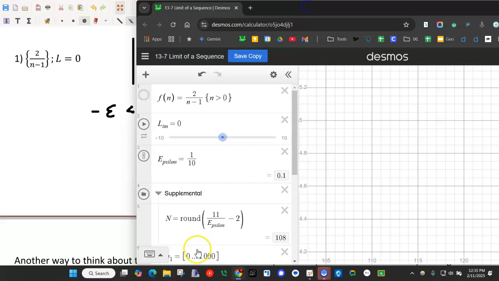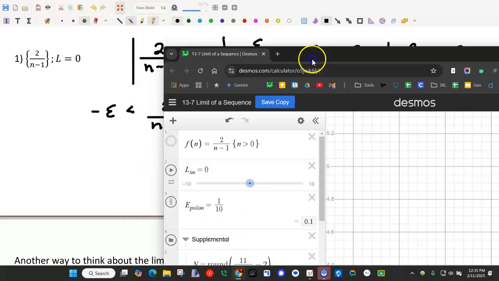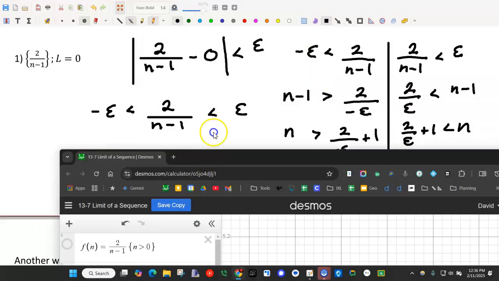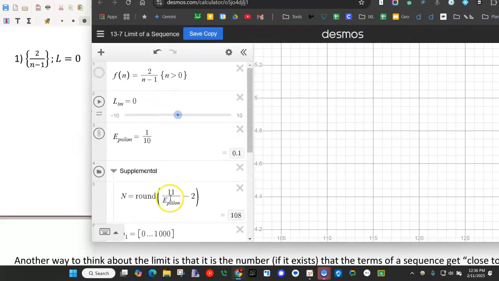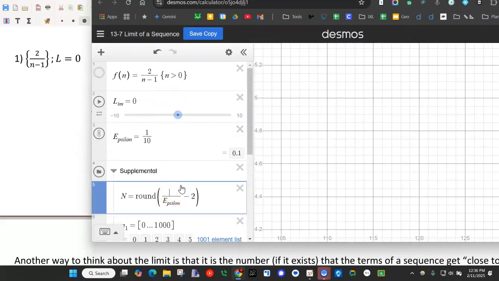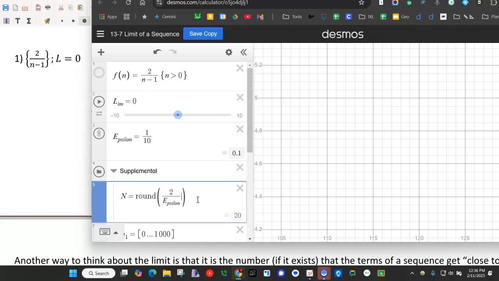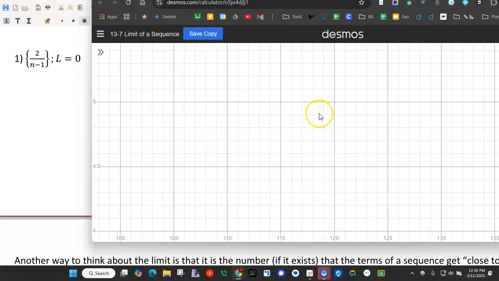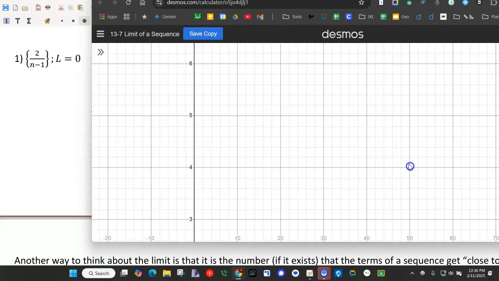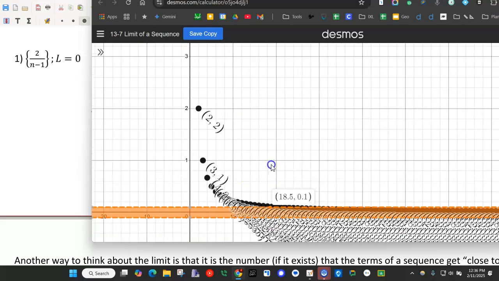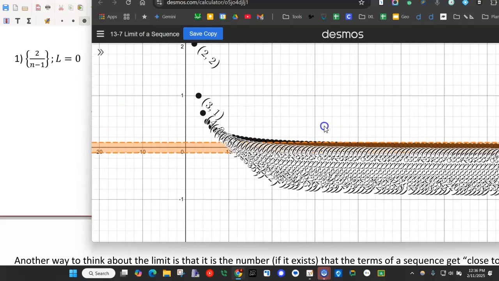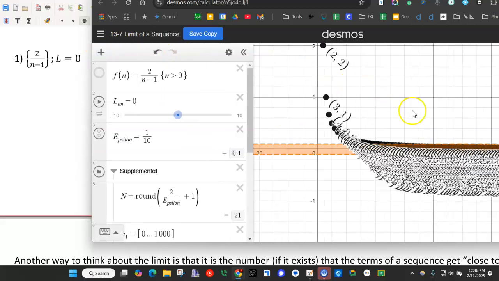And then down here there's a place to actually put your formula. So I want 2 over epsilon plus 1. So right here I'll have 2 over epsilon plus 1. When I zoom out, go find my sequence. There it is. And now I can see, like, I already have 1/10 in here, right?